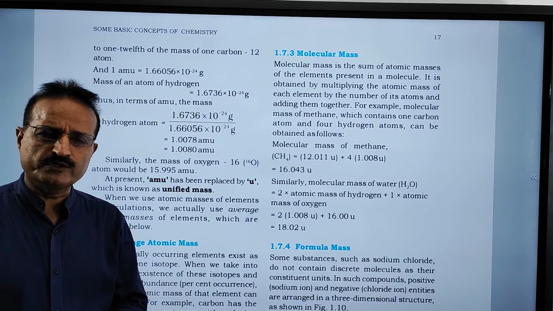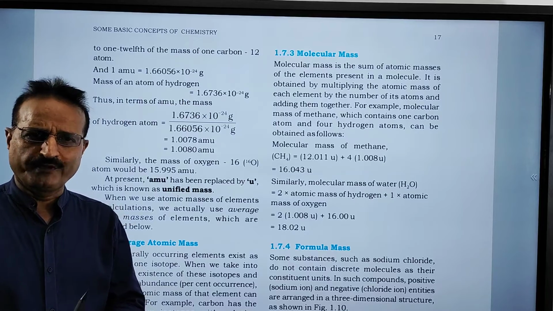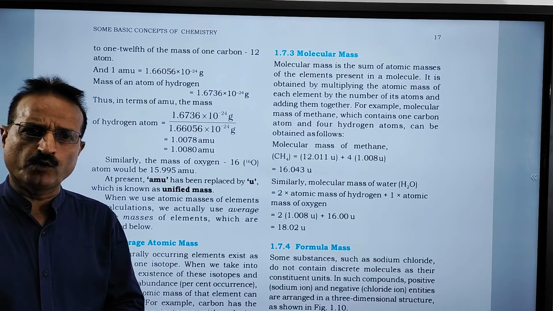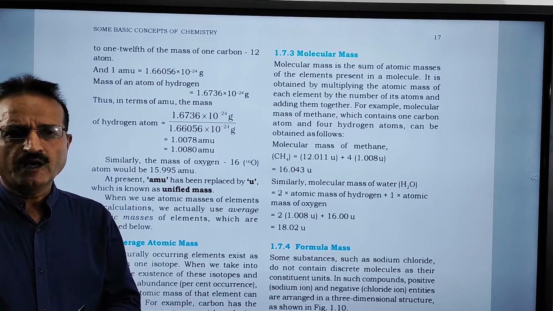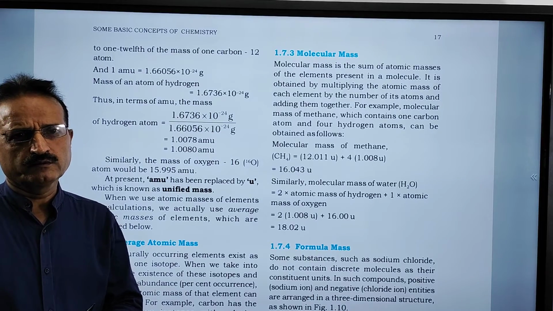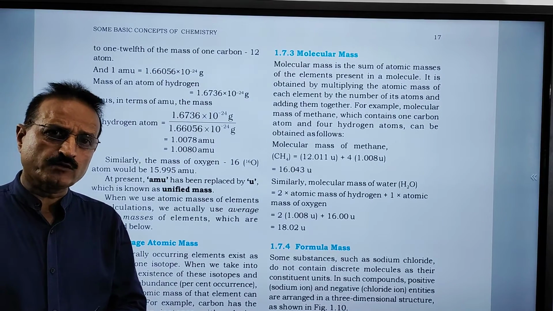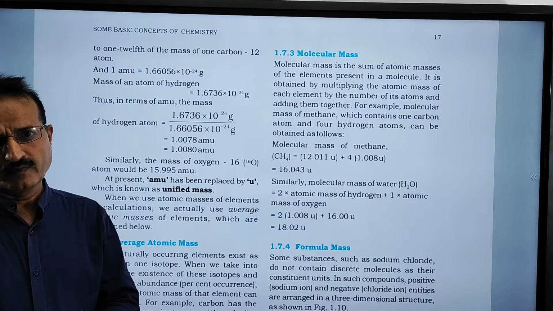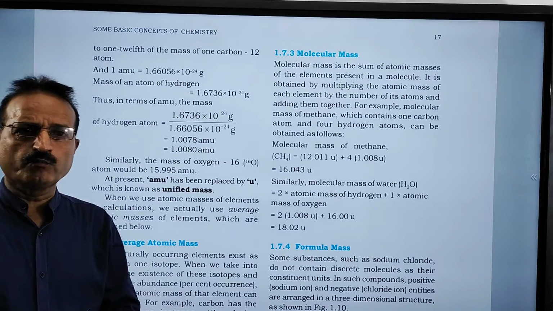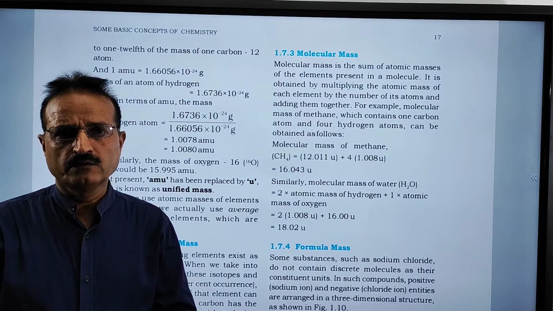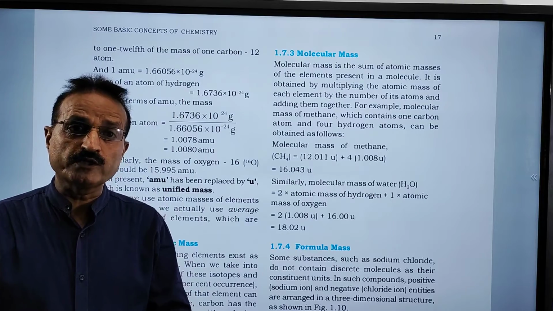Today we are going to discuss another topic. The name of the topic is molecular mass. How can we calculate the molecular mass of a molecule? Before we understand molecular mass, we must understand what a molecule is.